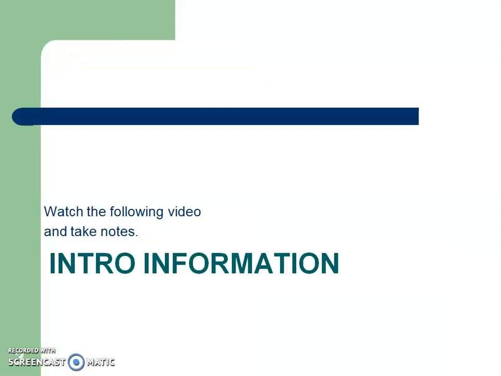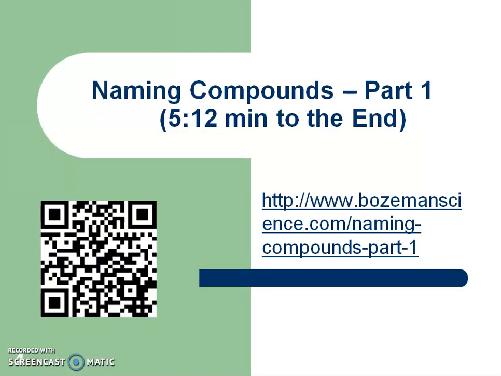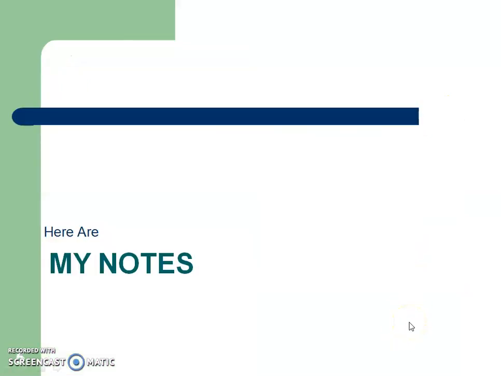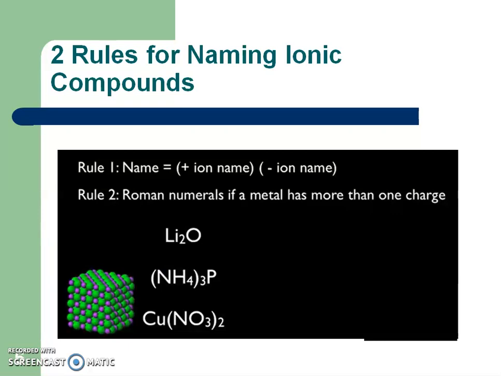You should have watched that intro information, and you should have focused on the 5 minute 12 seconds to the end of that first part of naming compounds. And here are my notes. So he really talked about two rules for naming ionic compounds. Rule 1, again, you have that positive first part and you have the negative second part. I always think of a compound as first part, second part, having two parts.